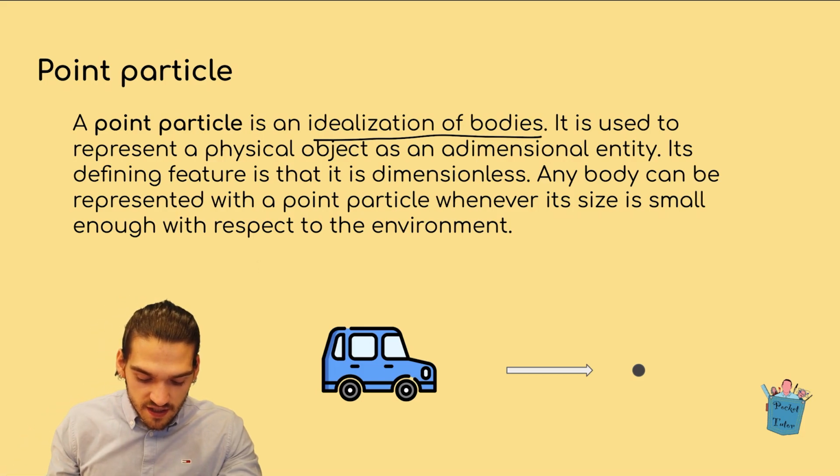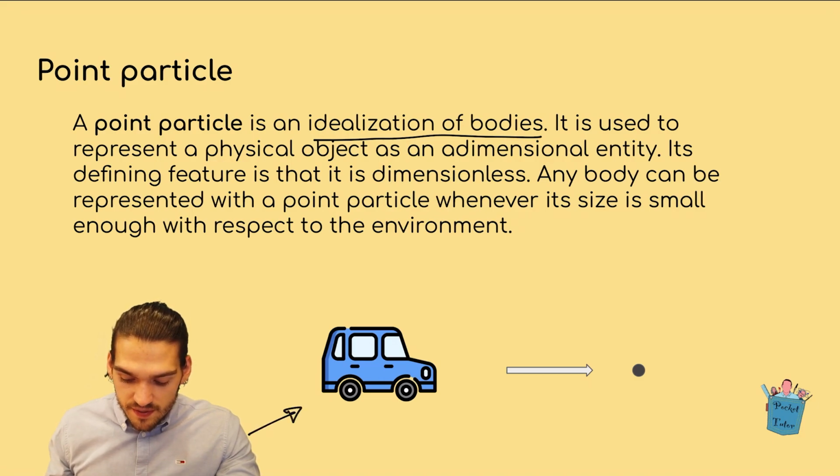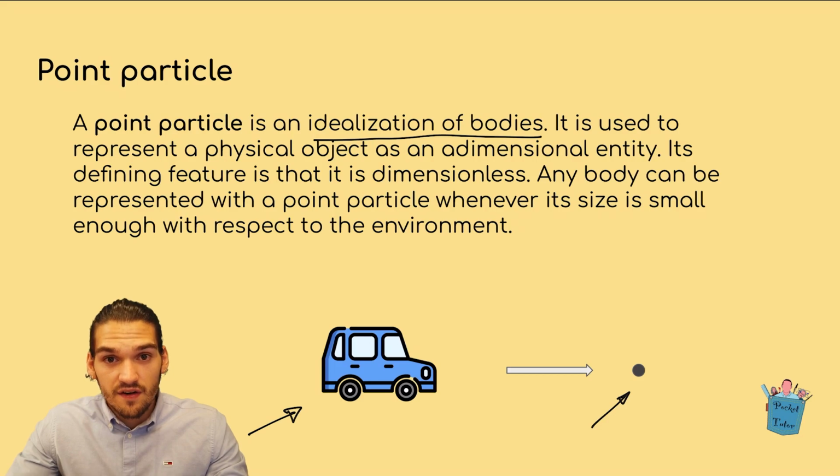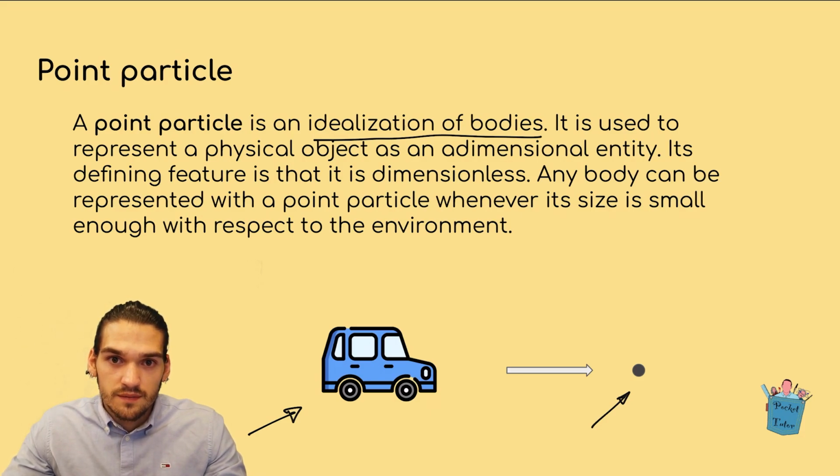So let's consider this car here. This car could be represented as a point particle, so as a single point without any dimensions, as long as we're considering the car in a very big environment. So let's say that we're considering the car that is driving along a road. But if we're considering something inside the car, like the driver, well, we couldn't represent the car as a point particle. And this is pretty straightforward.